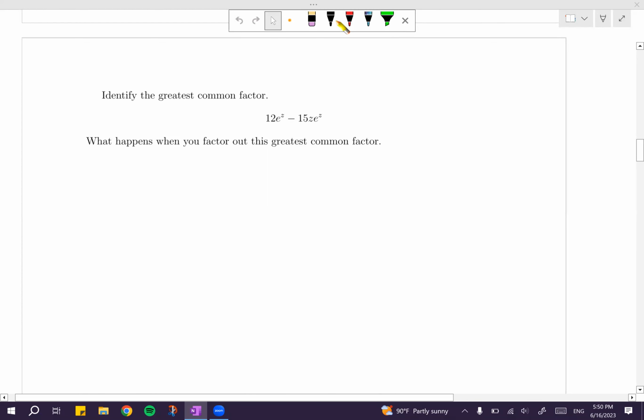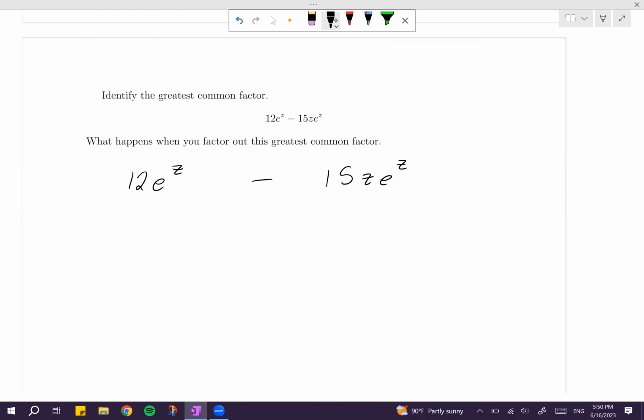Okay, so for this problem, it wants us to identify the greatest common factor and then factor it out. So I'm going to break this into two parts. We have 12 times e to the z minus 15 z e to the z. All right. So I'm going to start by factoring each of these terms.